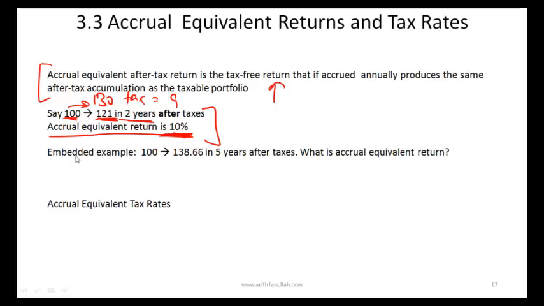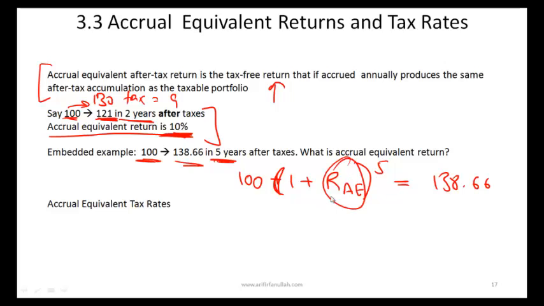The example that is embedded in the curriculum is as follows. You start with 100 and you end up with 138.66 in 5 years after taxes. What is the accrual equivalent return? The way you can do that is you can say 100 multiplied by 1 plus RAE. What's RAE? That's your accrual equivalent return, to the power of 5. Where's this 5 coming from? 5 years. This will give you 138.66. You simply solve for RAE, that is your accrual equivalent return.